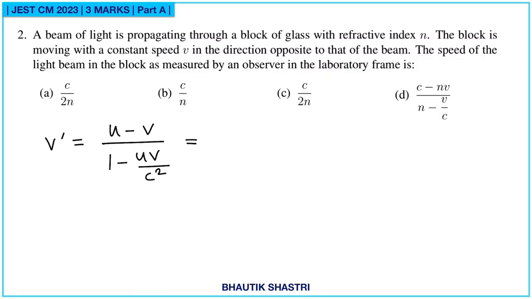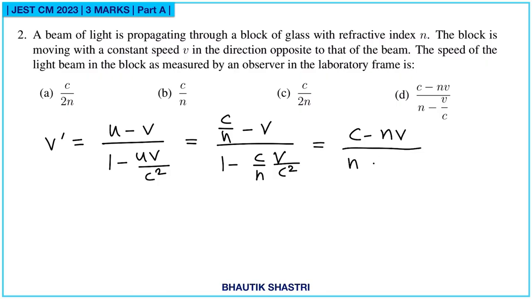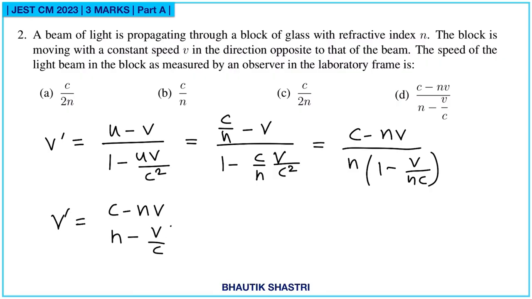But u is the speed of light in that glass, so that will be (c/n - v) / (1 - (c/n)(v)/c²). So this will be equal to (c - nv)/n, and here we have 1 - v/(nc). So v' is equal to (c - nv)/(n - v/c). So option D is correct.